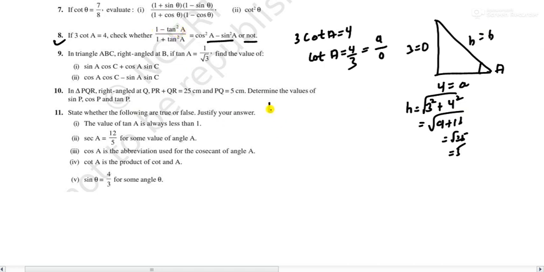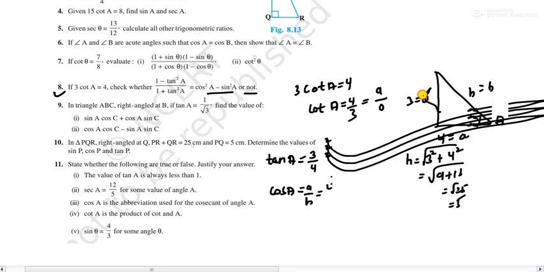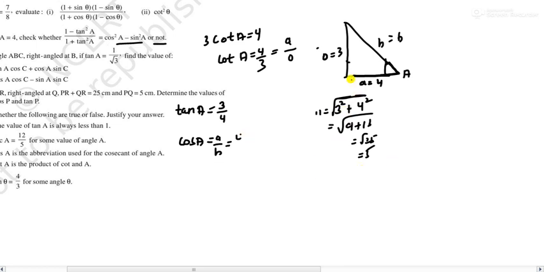Now they have given tan A. So what is tan A? It is the reciprocal of cot, means 4 by 3 becomes 3 by 4. Okay. Now what is cos A? Cos A is A by H. So A is 4, H is 5. Now you need sine A. So sine A is how much? O by H. So O is 3, H is 5. So we have got these three values.